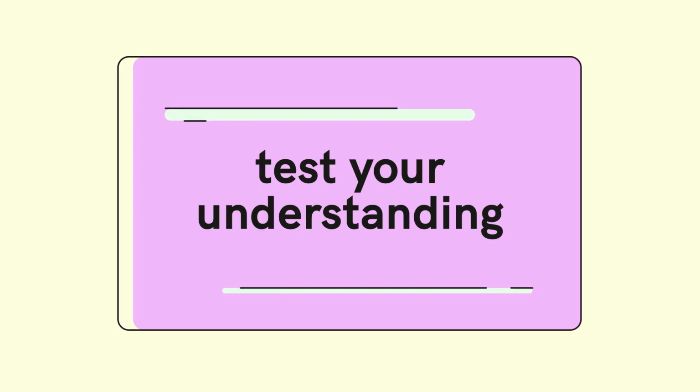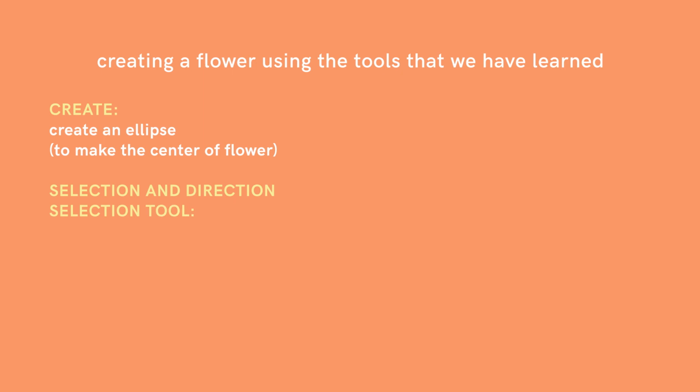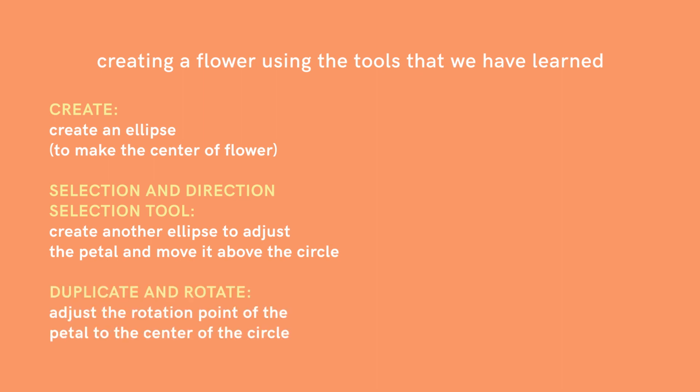So now let's test your understanding by trying to create a flower using the tools that we have learned about. Firstly, you need to create an ellipse to make the center of the flower. Use the Selection and Direct Selection tool by creating another ellipse to adjust the petal and move it above the circle. Duplicate and rotate, adjust the rotation point of the petal to the center of the circle, and duplicate the petal to the right.